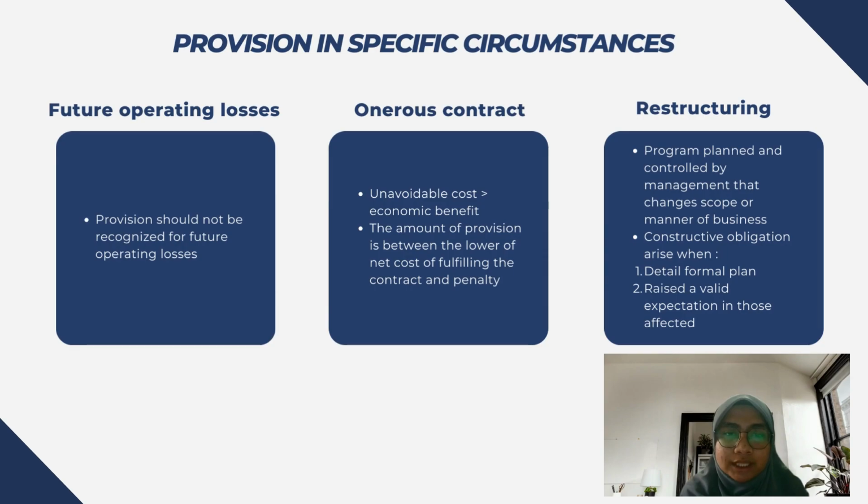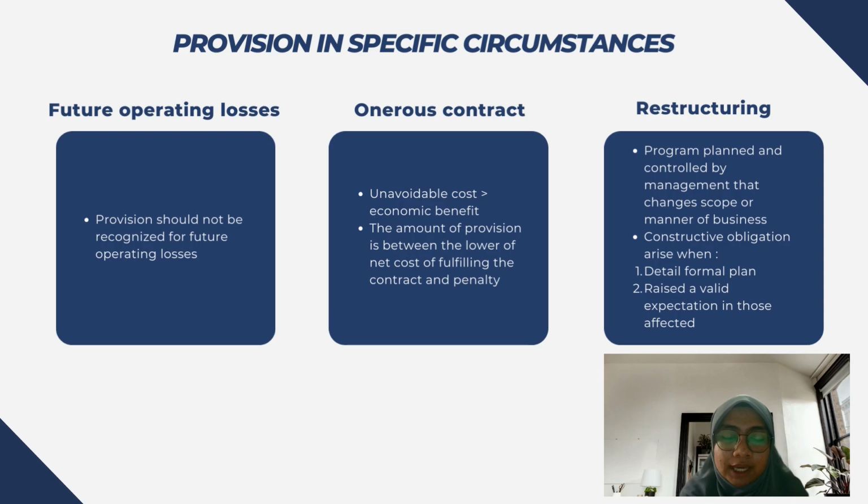Apart from that, MFRS 137 also specifies the treatment of provisions in a few specific situations. The first situation is future operating losses. A provision shall not be recognized for future operating losses because they do not meet the definition and recognition criteria of a provision. Second, onerous contracts. Onerous contracts are those in which the unavoidable cost of fulfilling the contract exceeds the economic benefit from the contract. Thus, the amount of provision should be the lower of the net cost of fulfilling the contract and the penalty arising from failure to fulfill it.